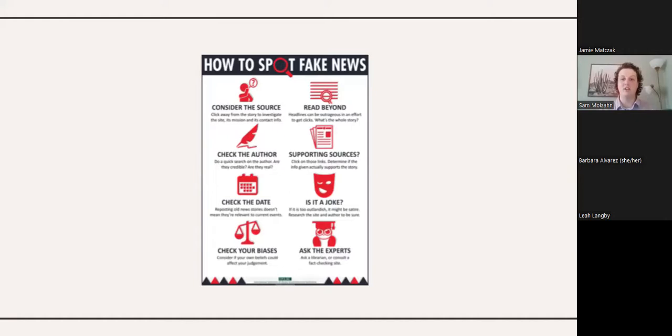And the last one is ask the experts. And as library staff, that can sometimes be us. Again, patrons go to libraries because libraries are seen as a place for trusted information.